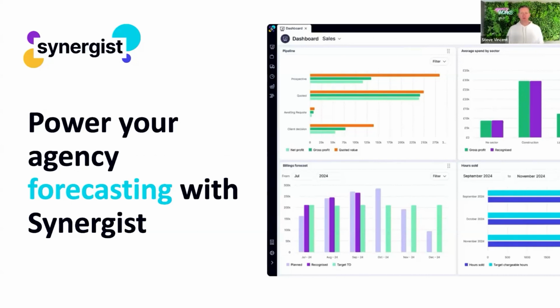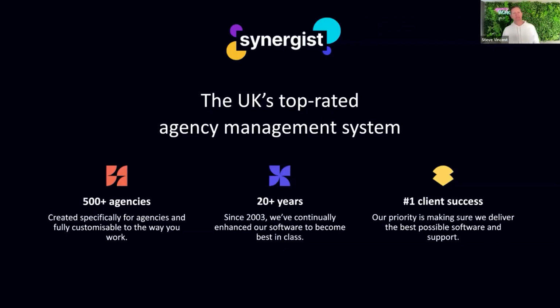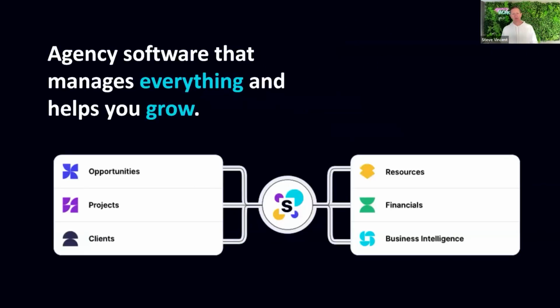However, before we start, for those who don't know what Synergist is or haven't heard of it, Synergist is the #1 agency management software trusted by over 500 agencies across the UK. And since 2003, we've been dedicated to creating a platform specifically designed for agencies like yours. It's highly customizable, making it a perfect fit whether you're a creative agency, digital marketing, PR agency, or any other professional service business.